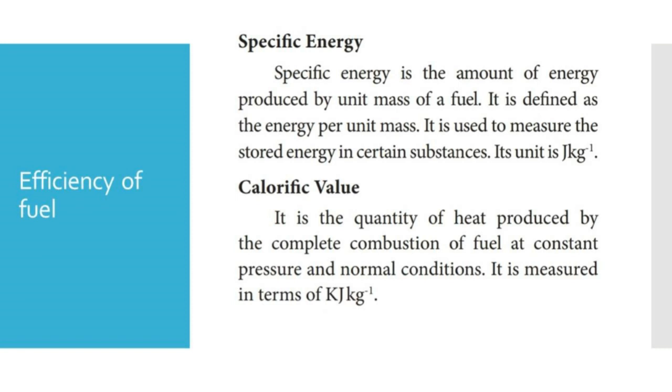The first one, cow dung cake. The calorific value of cow dung cake is from 6000 to 8000 kilojoule per kilogram. Next, for wood, it is 17,000 to 22,000. Next, for coal, it is 25,000 to 33,000. And for petrol, it is 45,000. And for kerosene, it is 45,000. And for diesel also, it is 45,000.